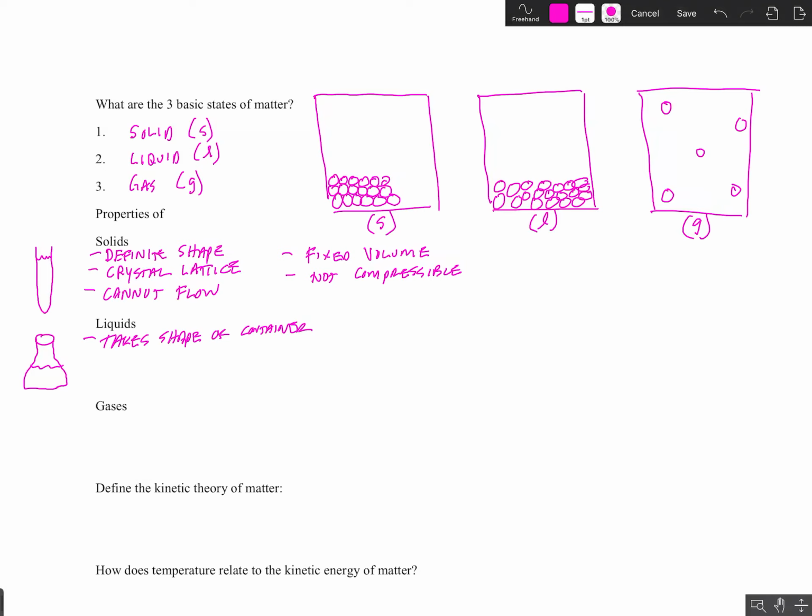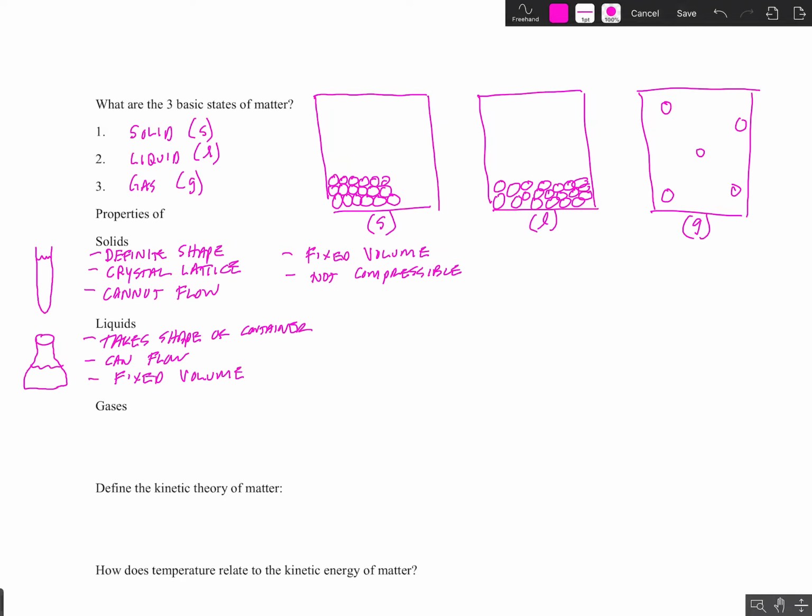They don't form crystals. They can flow. So within the liquid, particles can flow past one another. They still have a fixed volume. They don't occupy the entire volume of their container. They have a fixed volume.